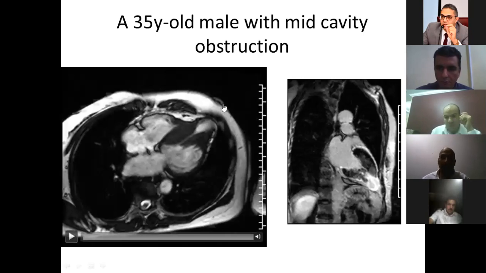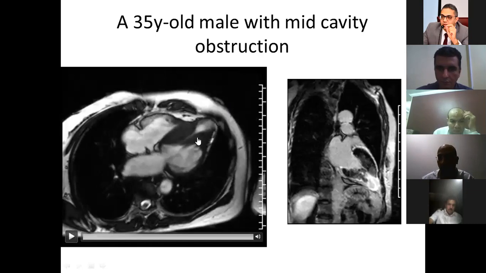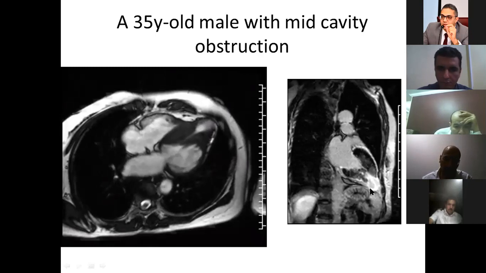Going through some cases quickly, this is a case of mid-cavitary obstruction that causes an apical aneurysm, and usually this aneurysm is fibrosed. Late gadolinium enhancement is almost transmural in this aneurysm, and this entity by itself carries high risk for sudden cardiac death due to high risk of arrhythmias.